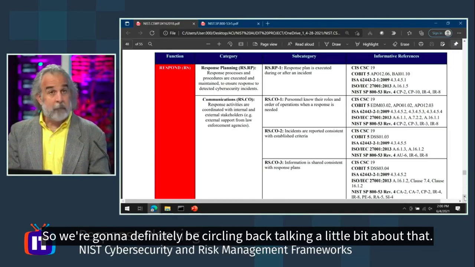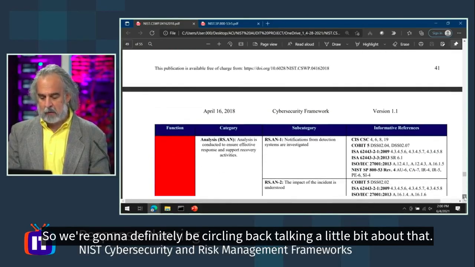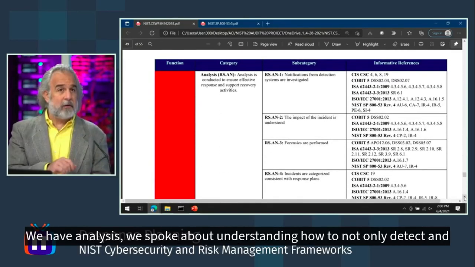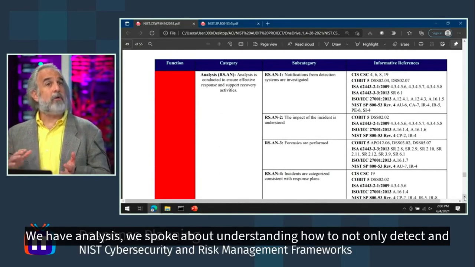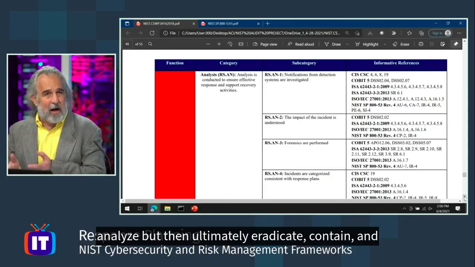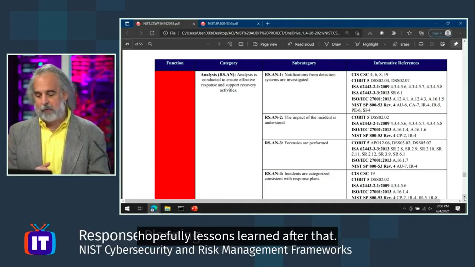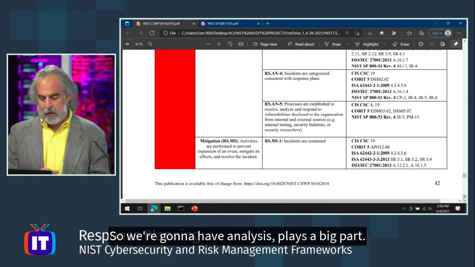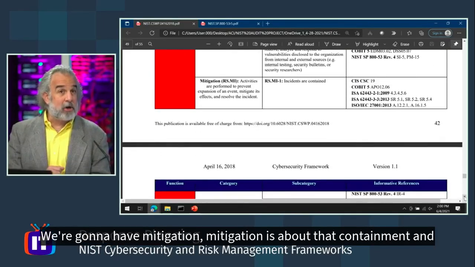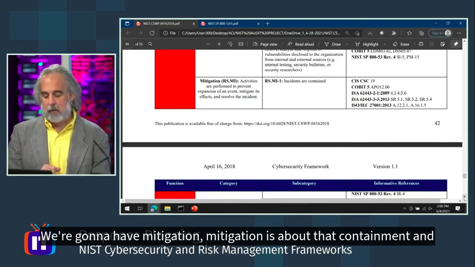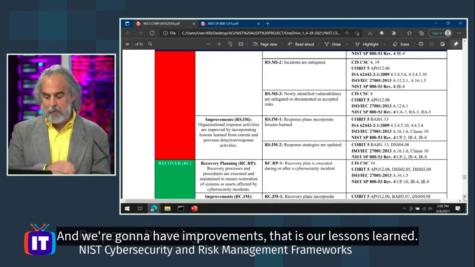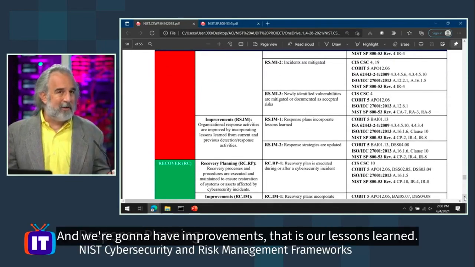So we're going to definitely be circling back, talking a little bit about that. We have analysis. We spoke about understanding how to not only detect and analyze, but then ultimately eradicate, contain, and hopefully lessons learned after that. So we're going to have analysis, which plays a big part. We're going to have mitigation. Mitigation is about that containment and eradication that we spoke about. And we're going to have improvements. That is our lessons learned.